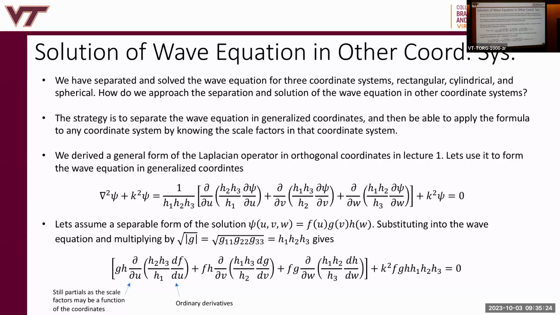Now we're going to solve the wave equation in generalized coordinates. We're going to separate it, and it's going to lead to something called the Stackel matrix. And the Stackel matrix is a function of these scale factors, and they will allow us to separate the wave equation in generalized coordinates. All right, so that's the big idea here.